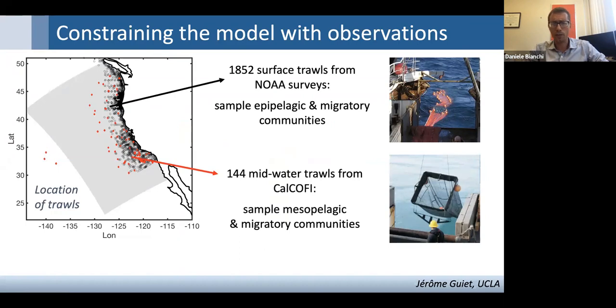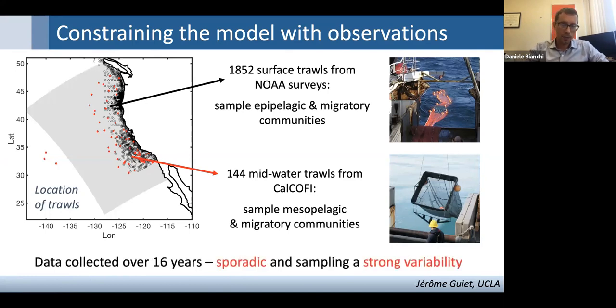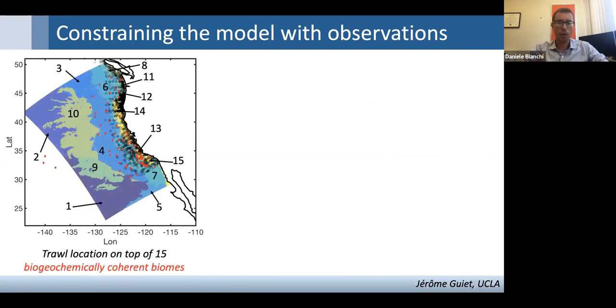We also have observation from midwater trawls. There is fewer of these observations. These are important because they give us a sense of the vertical distribution, mostly of the mesopelagic and the migratory community. The important thing to note is that this type of observation have been collected over about 16 years. They are sporadic in space and time, and they sample a very, very strong variability, in particular for the epipelagic community. And so we are working to try to boil down this observation and aggregate them at a scale that the model can be compared with in a proper way.